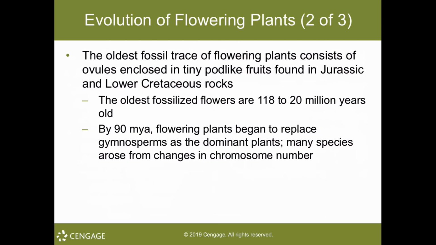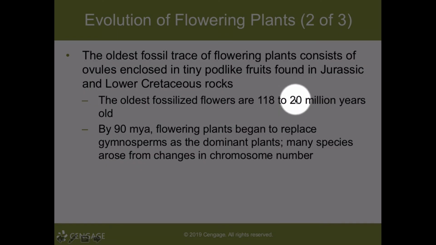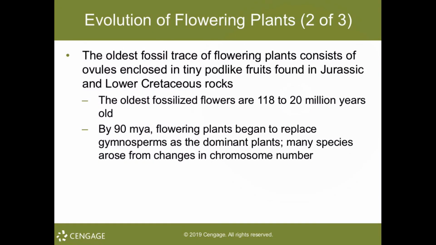Having stated that, I'll now get to the old fossils. It's stated that the oldest known fossils appear to be from ovules enclosed in tiny pod-like fruits in the Jurassic and Lower Cretaceous rocks. The oldest fossilized flowers are approximately 118 to 120 million years old. If that's not old, I don't know what old is. So yes, even then there were flowering plants. I said 118 to 120 million, excuse me, this is a typo on the slide. Now those are some very, very old flowers.